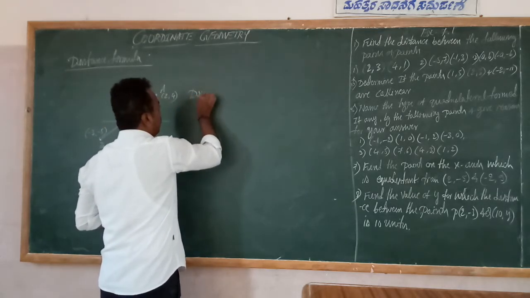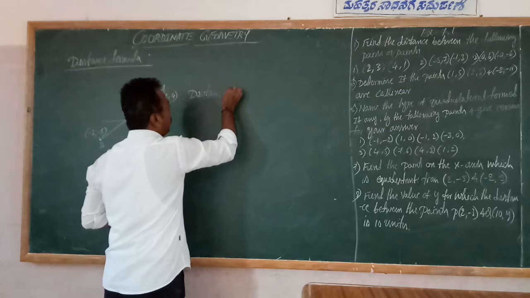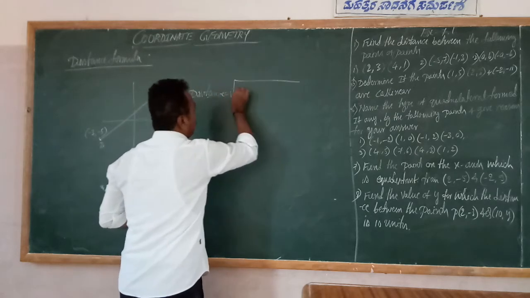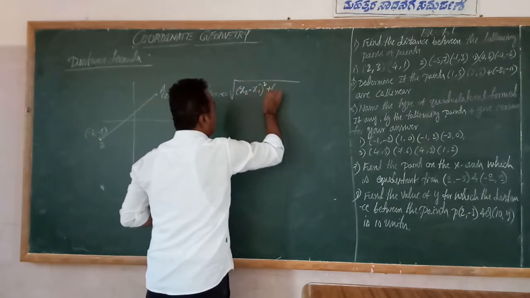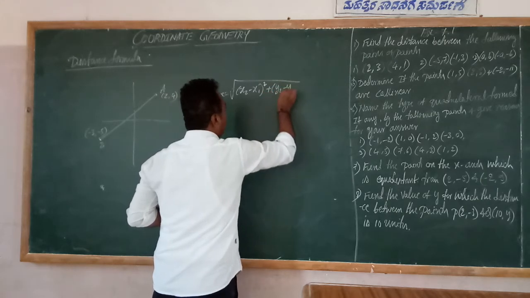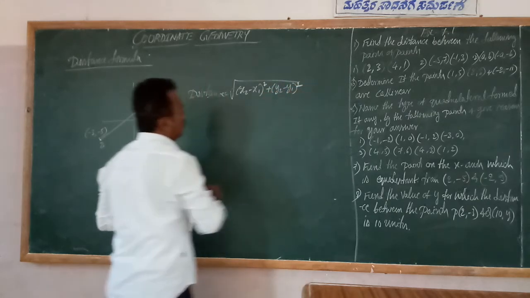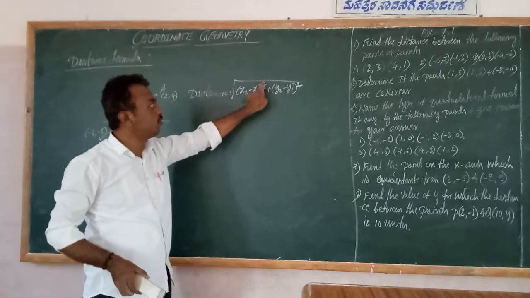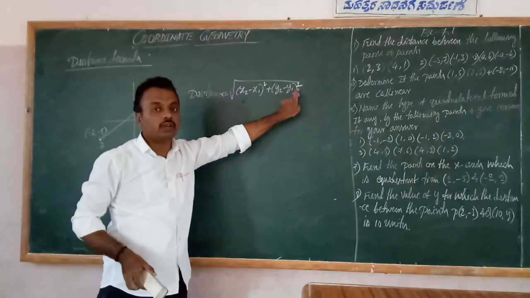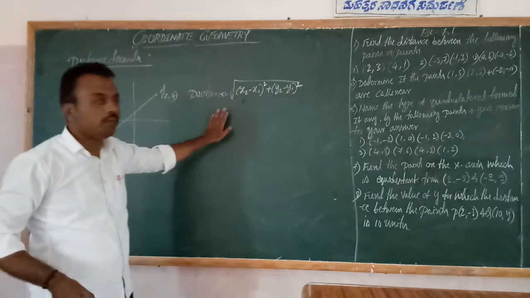The distance formula is equal to the square root of (x2 minus x1) whole square plus (y2 minus y1) whole square. So this is the distance formula: (x2 minus x1) whole square plus (y2 minus y1) whole square. Keep in mind, it is a very important formula.